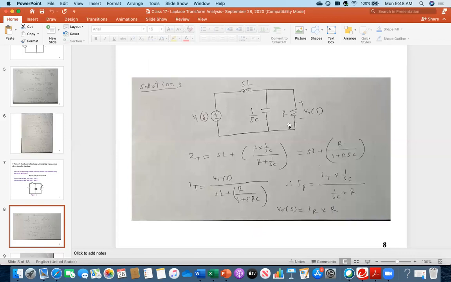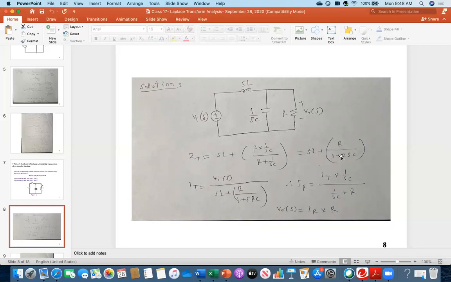So therefore, at the beginning, I am finding the total impedance ZT for this circuit. That I am first doing. So what is my total impedance? Everybody look. These two are in parallel and then in series with this one. So this means sL plus R multiplied by 1 over sC divided by R plus 1 over sC. And then you just simplify. This is sL plus, sC got cancelled, R over 1 plus RsC.